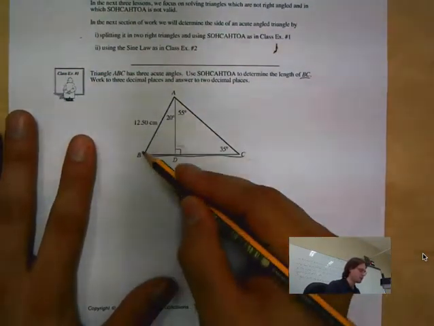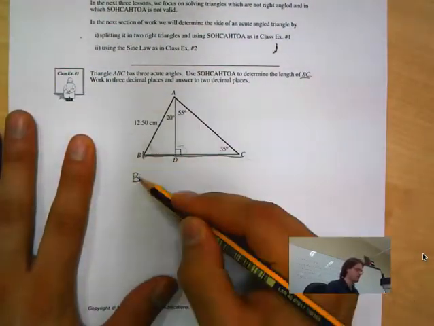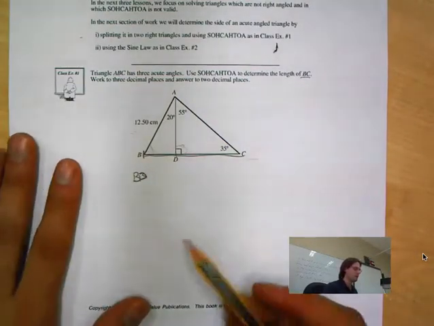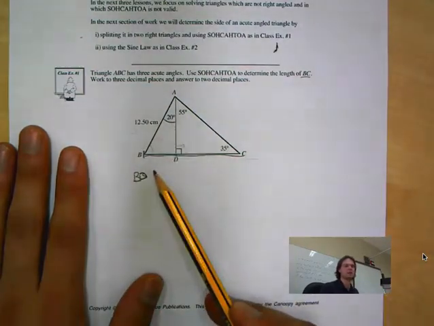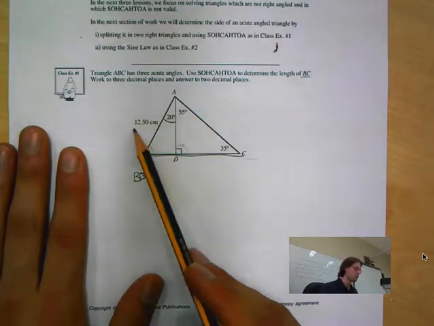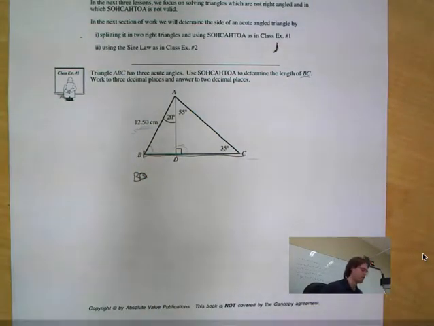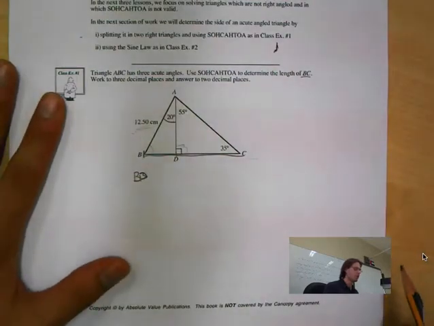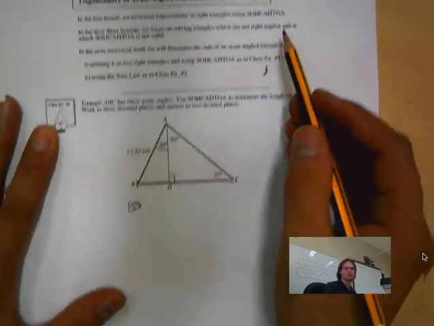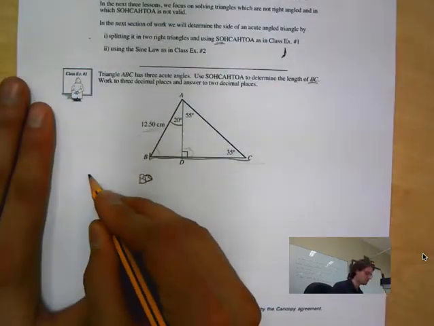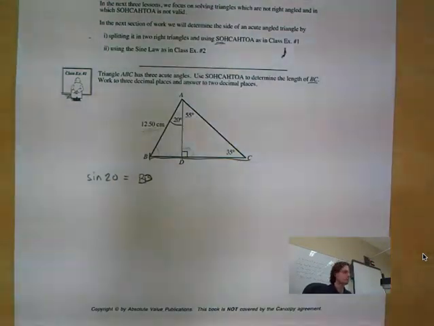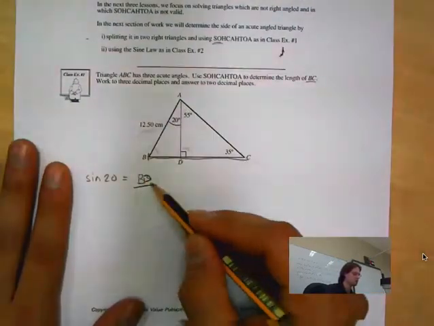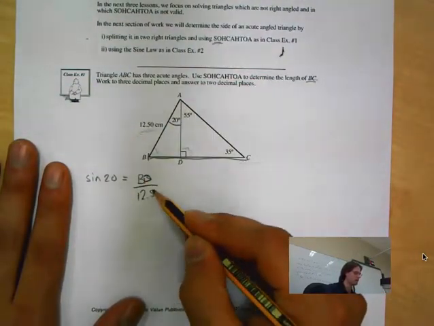Now, if I look at just BD, that is part of the length BC. Now, BD here is opposite of 20 degrees. We know angle 20, and BD is opposite of 20 degrees. We also know the hypotenuse of this triangle is 12.5. So if we're looking at opposite and hypotenuse, we're using our sine. So I'm going to go sine 20 is equal to, well, we're looking at length BD, it's opposite over hypotenuse, so that over 12.5.